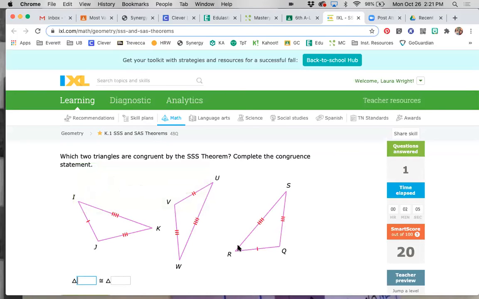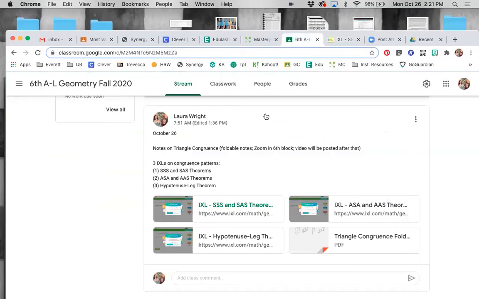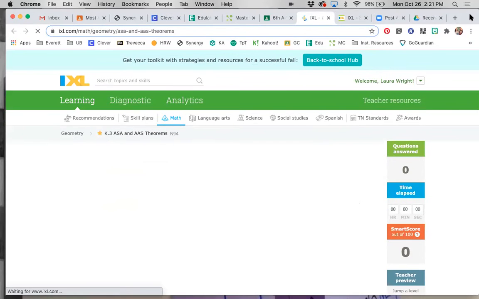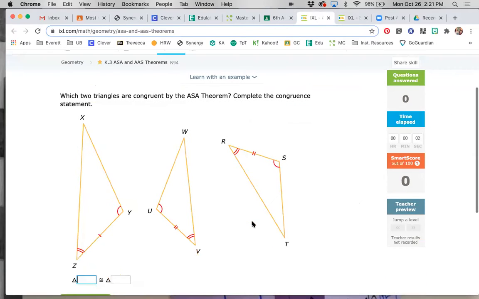There you go. You just keep on going. Find the 2 that match according to side, side, side. You got to fine tune the details. See which ones actually do match and which ones don't. Make your congruent statements. ASA and AAS, these are going to be basically the same thing, but you got to look at the details, make sure that your angles and your sides actually are matching.